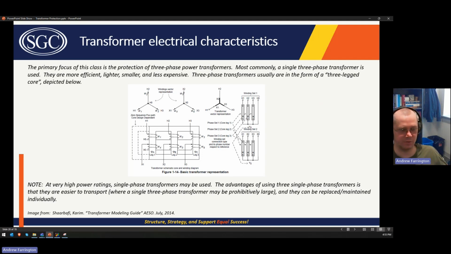So you can imagine if each of these massive single-phase transformers were going to be combined into one three-phase transformer, the sheer size of it would make it impractical to actually use.